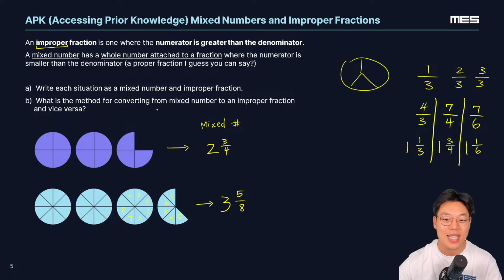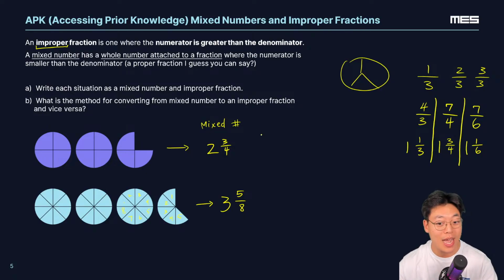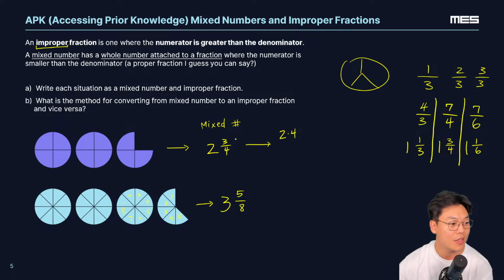Amazing work. Now, with mixed numbers, I can convert them into improper fractions. Let's think about how we can do that without having to count everything. 2 full 4s would give us how many, right? 2 full 4s would be 2 times 4 plus the 3.